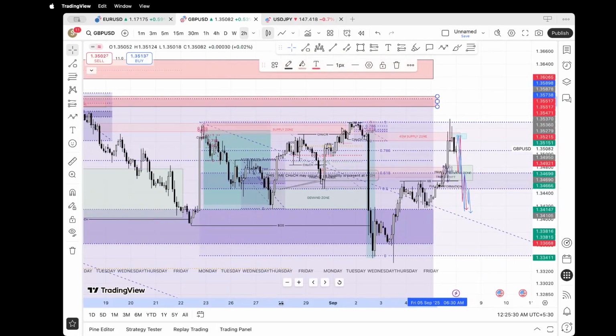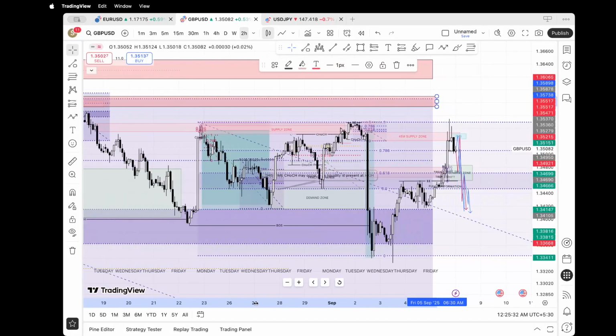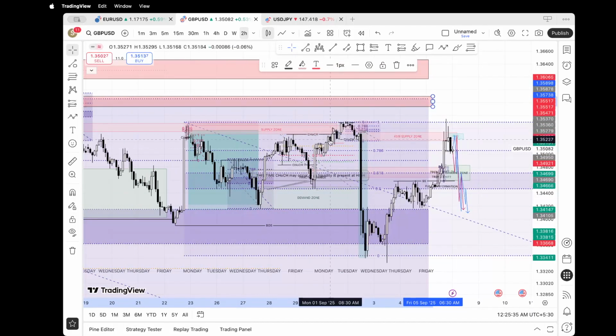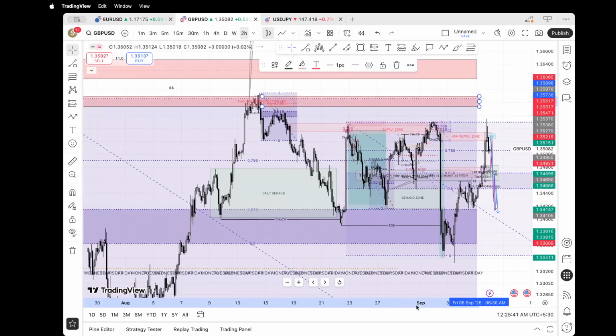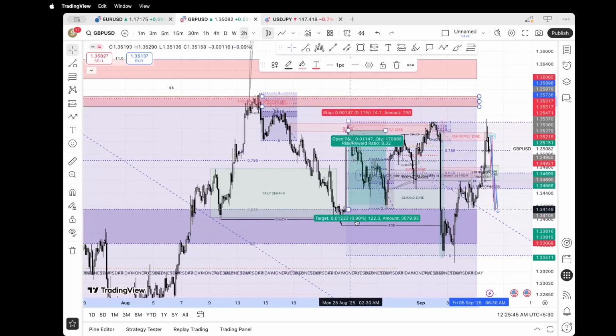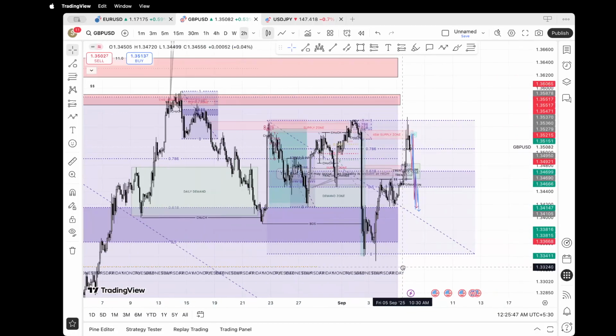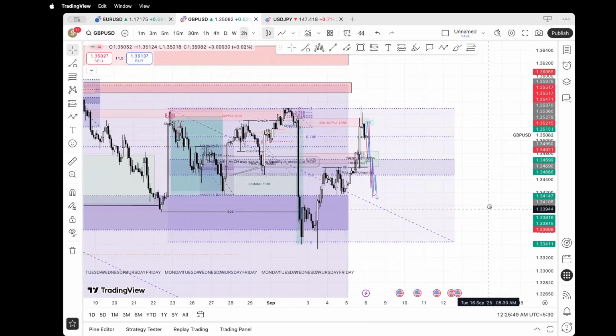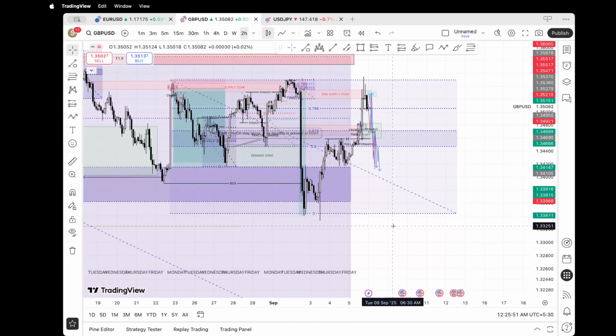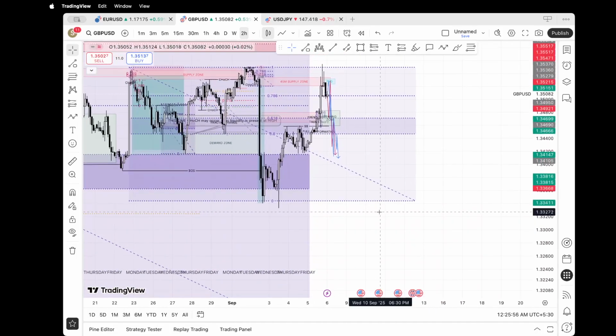So in here, as we know, we have a change of character to the upside, and again a change of character to the downside, and again a break of structure to the downside. So basically GBP USD has given us a change of character when it entered the order block, and now it has given us a break of structure. So one last time, the last opportunity, as we know, after two break of structures, GBP any pair gives us a change of character. So this is going to be a huge trade.